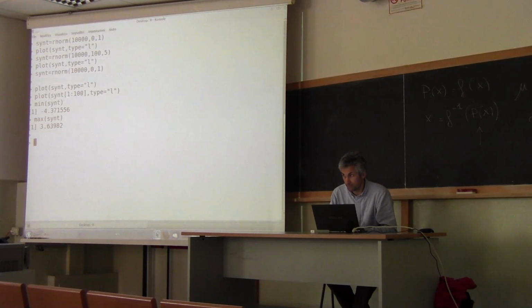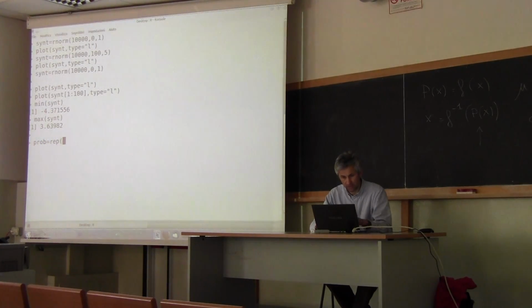Okay, is it clear? Okay, let's count it. Let me first define a vector where I will store the number of observations in each segment. The segments are, I think, if I start from minus 4.5, I think they are 18. Let me start with 18.